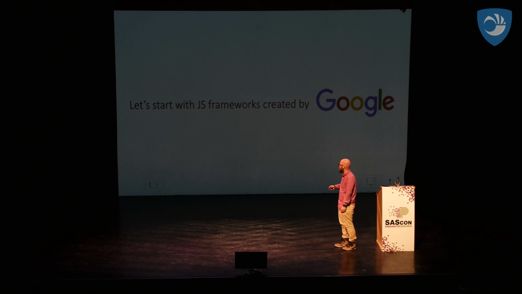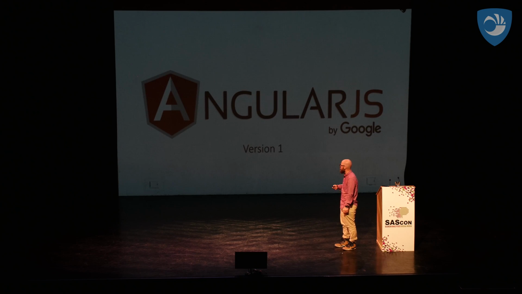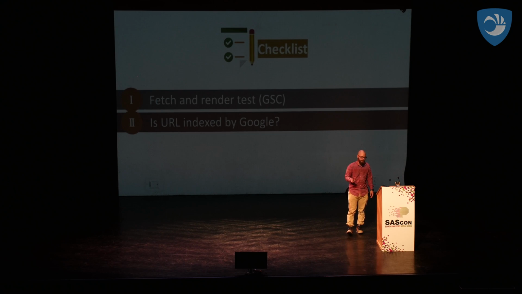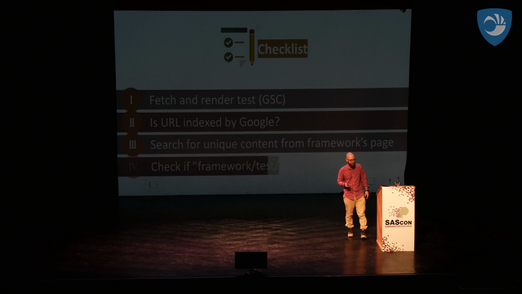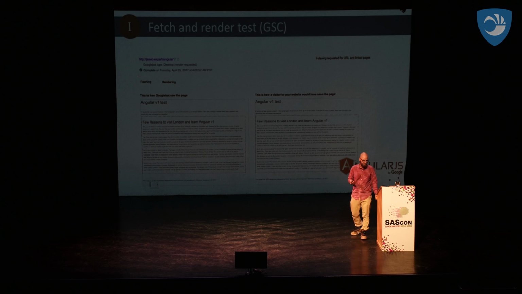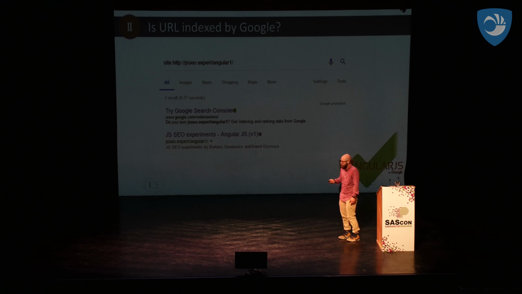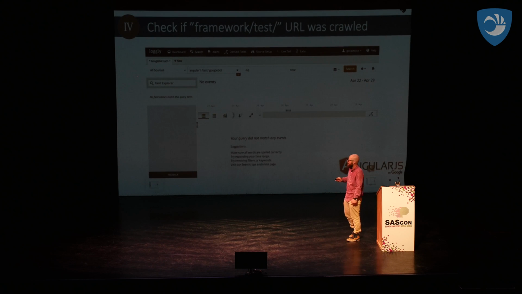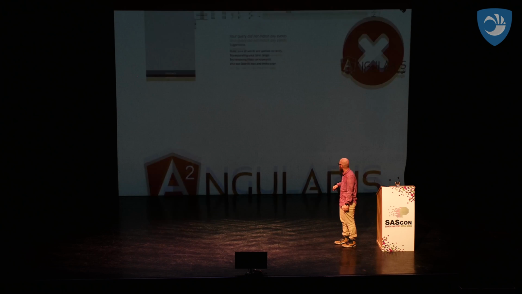Let's start with the most interesting stuff, with AngularJS. AngularJS version 1, if we look at our checklist: fetch and render, URLs indexed by Google, search for unique content, and whether the test URL was crawled. Angular 1 would fetch and render, which was really cool. The URL was indexed in Google, and the content was fully indexable, and we could find it. But unfortunately, the test URLs, the internal links generated by Angular, wouldn't be crawled. So that was a problem.